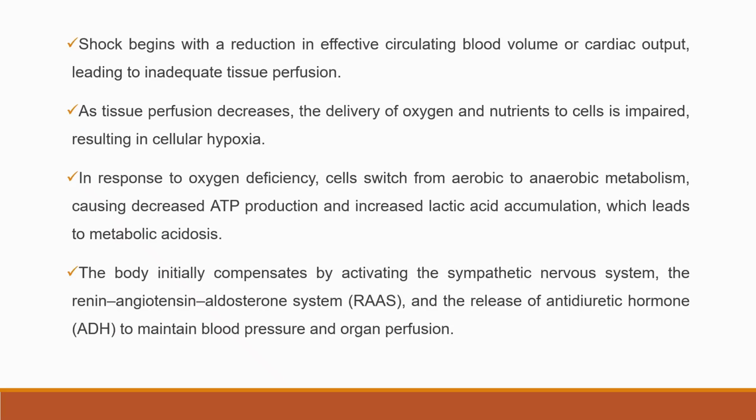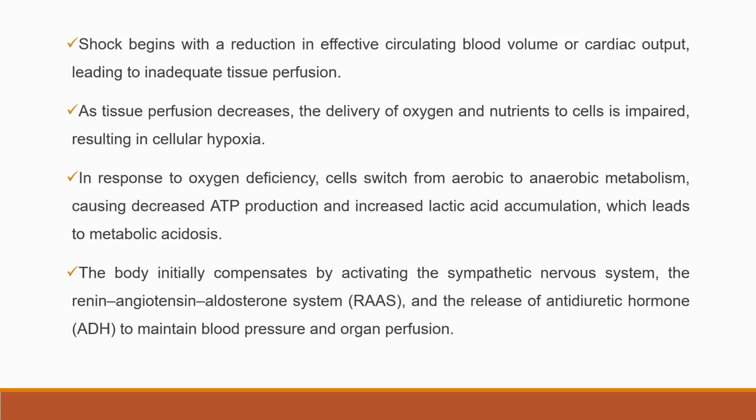So here is the pathophysiology. In the pathophysiology, you can see that it all begins with blood volume reduction. So your blood volume is reducing, for example in an anemia condition, or you are having hemorrhage or bleeding somewhere. So what will happen? There will be loss of blood volume, and slowly it is leading to reduced cardiac output. So the cardiac output is reducing, which is leading to inadequate tissue perfusion. Your tissues won't get enough oxygen and nutrients.